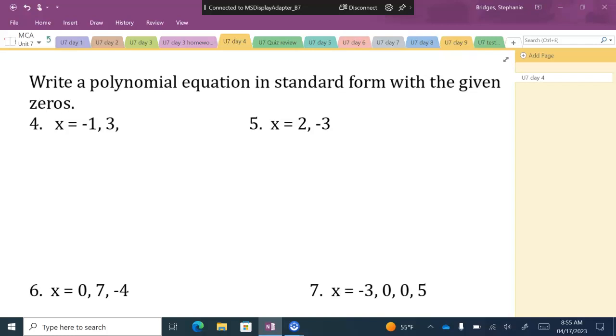Okay, we're writing a polynomial equation in standard form with the given zeros. And it tells me that x is equal to -1 and 3. And there's a comma behind it, but there shouldn't be because there's not another zero. There's just a typo. So here's the first thing we want to do, is we want to take each one of those zeros and we want to set them equal to x individually.